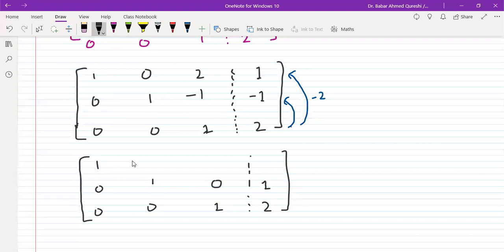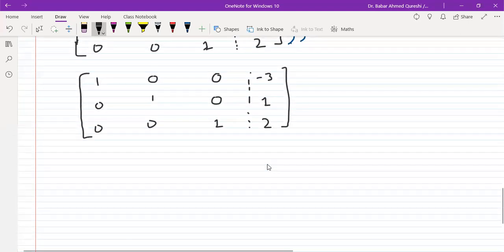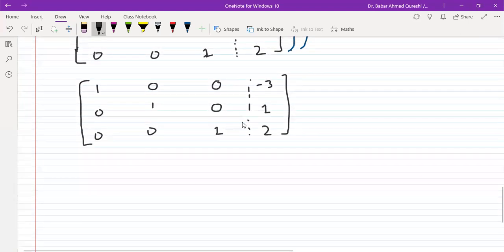Now this remains 1, this remains 0. I multiply it by minus 2 and add up over there. I got a 0. This is what I wanted. This is why I multiplied by minus 2. Now I multiply it by minus 2, I get a minus 4. Add it to 1, I get a minus 3. And since it's in reduced echelon, now this is in reduced echelon form.